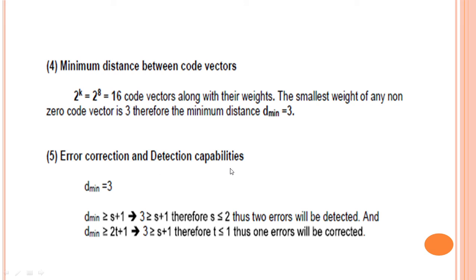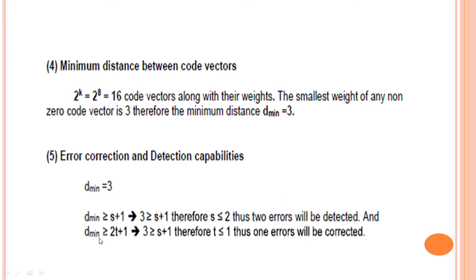Next, last, we are going to find the error correction and detection capability of the (7,4) linear block code. Here we obtained d minimum equal to 3. To find how many errors can be detected, it's given by the formula d minimum greater than or equal to s plus 1, where s is the number of errors that can be detected. D minimum takes the value 3 for this problem, so 3 is greater than or equal to s plus 1. If I bring the 1 to the other side, s will be less than or equal to 2. So from this, it is clear that 2 errors can be detected using this code.